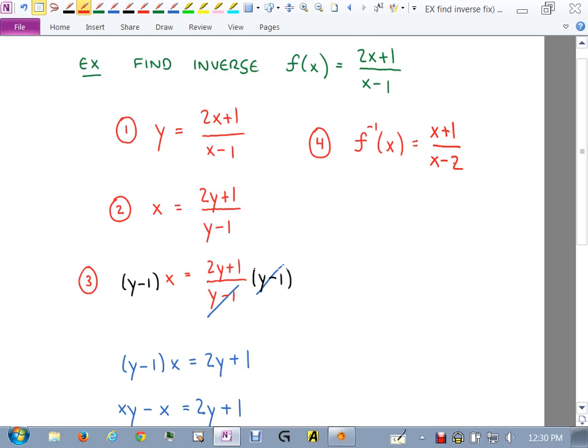Does that make sense? So when I plug 2 into this, it spit out 5. When I plug 5 into this, it should spit out 2. Plug 5 into this. 5 plus 1, 6. 5 minus 2, 3. 6 over 3, 2. So am I sure they're inverses? No. Do I feel good that they are? Yes, because the chances that I got it wrong and that worked are very slim.